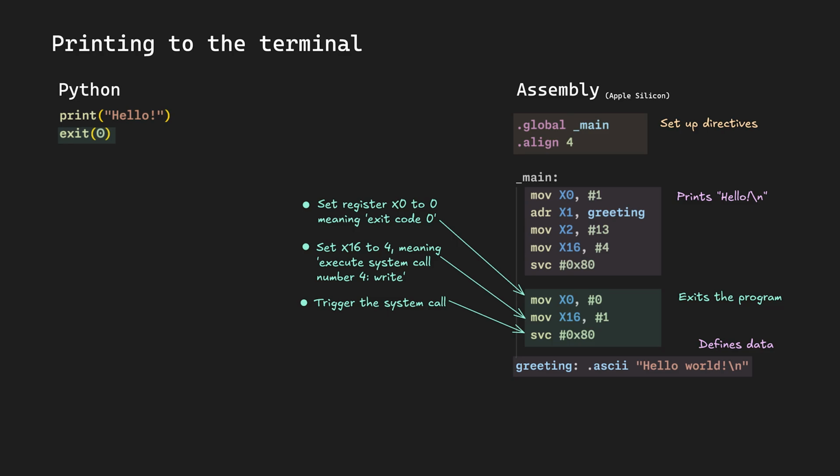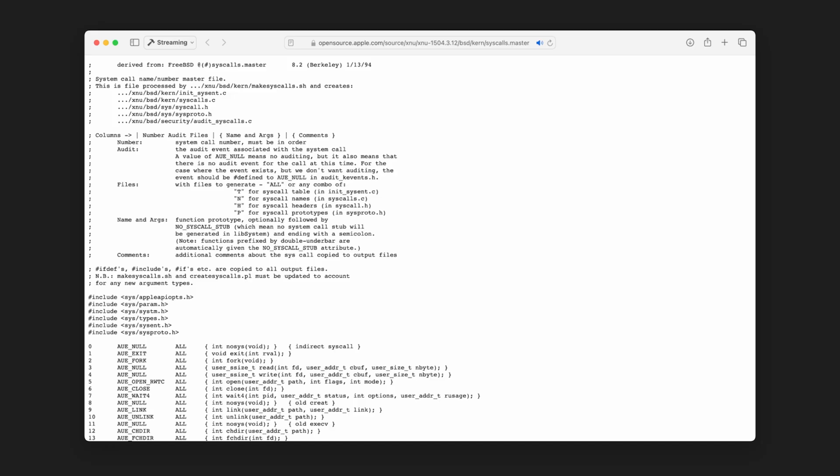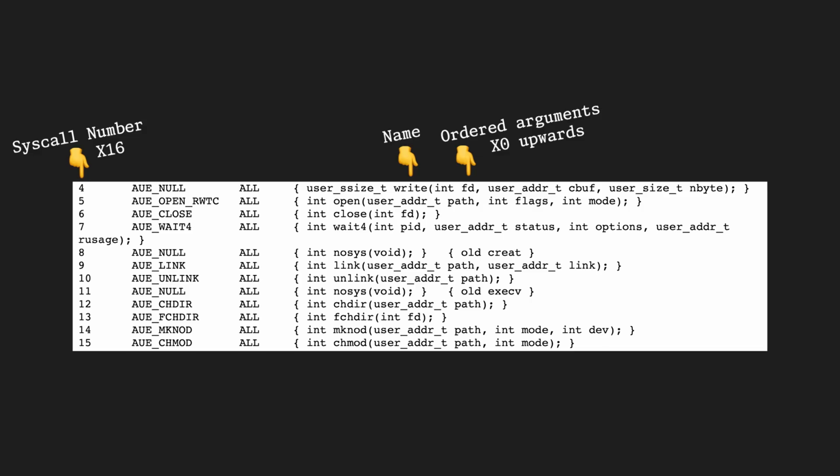If you want to take a look at some more, I'll link to a file which has, I think, a list of all of the big ones. The key things you want are their system call number, which is the first item, and their arguments, which you can see on the end. You pass these in an ordered way, starting from x0 and going upwards.